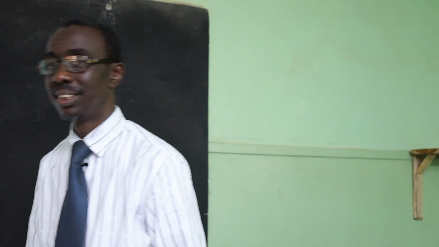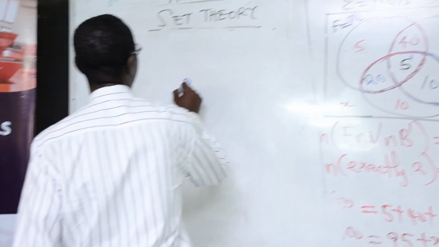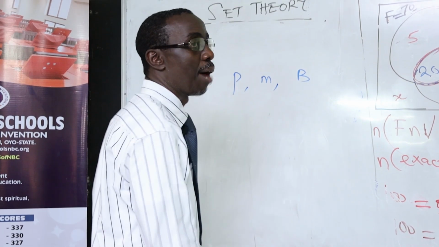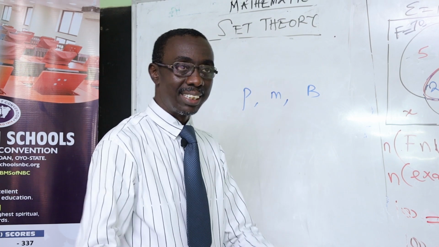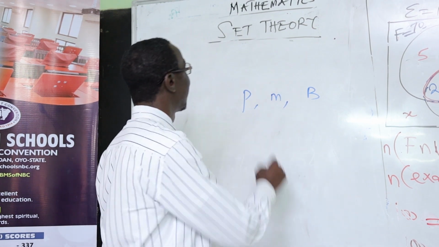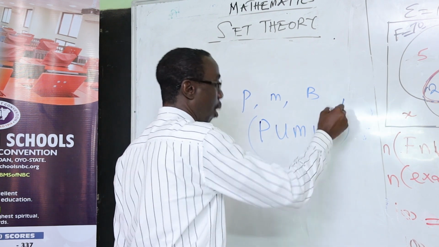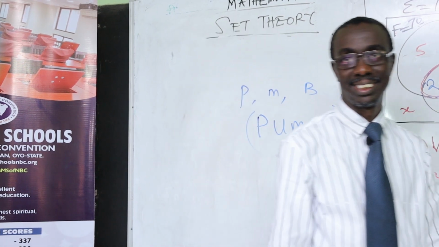Interesting. How many students were not selected for any of the 3 subjects? What does that mean? Lift your head up. Come on. For any of the 3 subjects. The 3 subjects are what? Physics, mathematics, biology. How many students were what? They were not selected. It can also be presented as physics union math union biology, complement. Thank you.